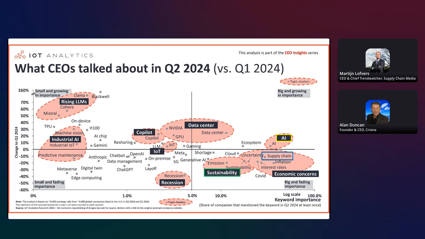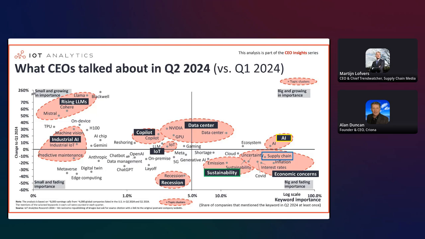Here you see what CEOs are talking about in the last quarter, Q2. On the right-hand side, the more right you go, the more important the keywords they are addressing. Economic concerns is on the right-hand side, and AI, you see that right there in yellow, but also supply chain. Supply chain has been on the right-hand side of this framework since the start of COVID. And also you see sustainability popping up.